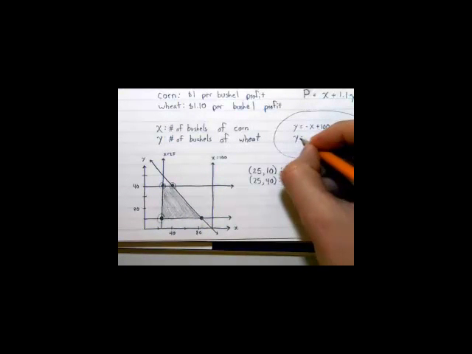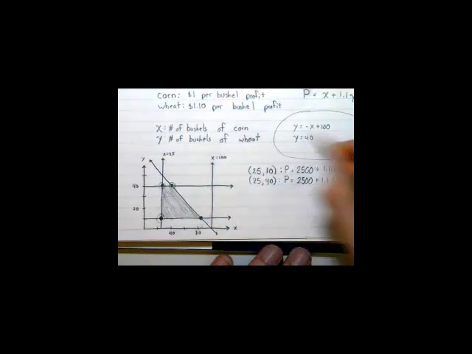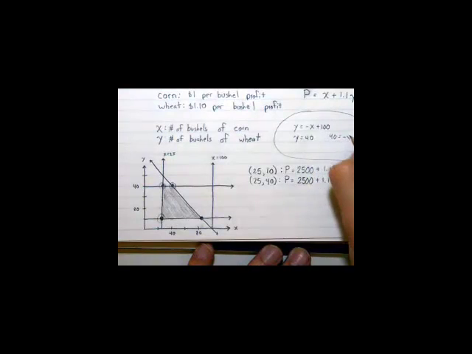Y equals 40. So yeah, it's a system, but it's a pretty darn easy one, right? You just do a simple substitution and you can get the x pretty quick. So if we plug the 40 in, 40 equals negative x plus 100. You could add the x, subtract the 40. So x should be 60, right?